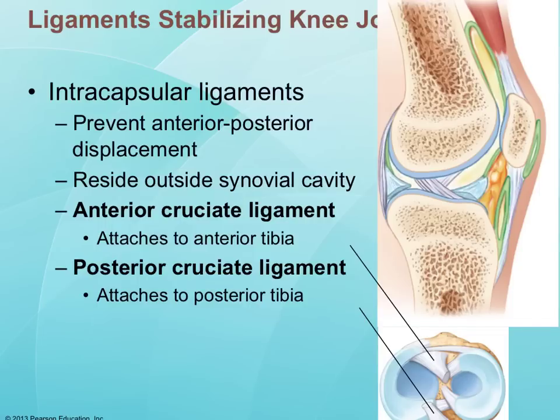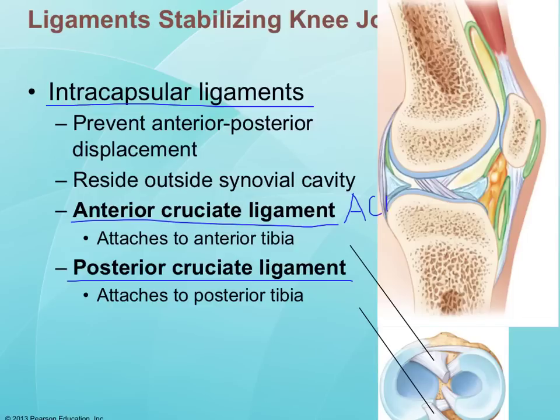Inside the knee, there are 2 more ligaments. Those are called intracapsular ligaments. The intracapsular ligaments are the anterior cruciate ligament and the posterior cruciate ligament. So we commonly call them ACL and PCL. This pair of ligaments are in the knee capsule and outside the synovial cavity.